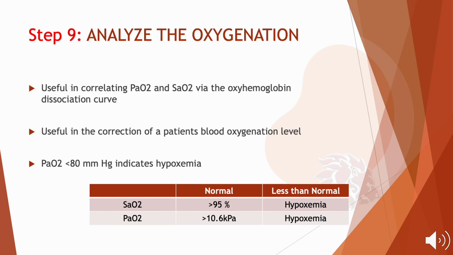The next step is analyzing the oxygenation. This is useful in correlating the partial pressure of oxygen and the saturation of oxygen dissolved in the arterial blood via the oxyhemoglobin dissociation curve. This is useful in the correction of the patient's blood oxygenation level. A partial pressure of oxygen less than 80 mm mercury indicates hypoxemia.